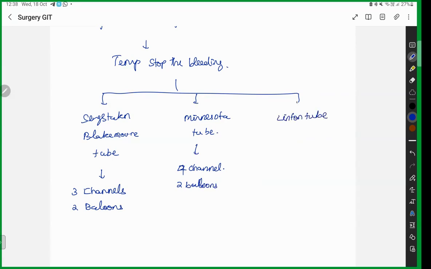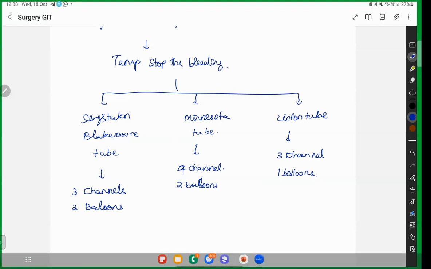What is Linton tube, guys? Linton tube is going to have 3 channels again, similar to that of a Sengstaken Blakemore tube, but it is going to have only 1 balloon, in contrast to that where you're going to have 2 balloons. Okay, so what are these balloons going to do? They are going to compress the area of bleed and stop the bleeding.